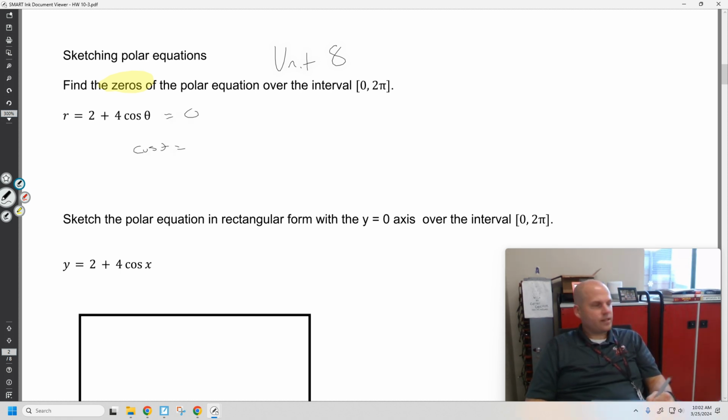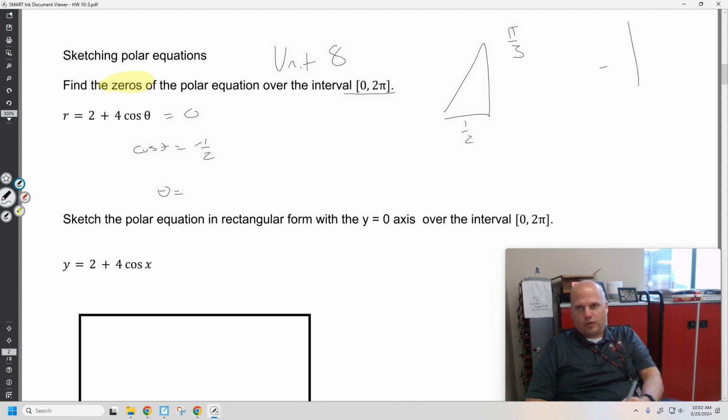Well, subtract 2 divided by 4, cos theta equals negative a half. We're talking about 0 to 2 pi, so we don't want all of them. Cosine's equal to negative a half. We look at our tall 30, 60, 90. When the adjacent is a half, that's going to be at the pi over 3's. The pi over 3's, where cosine is negative, is the second and the third quadrant. We want the angle 2 pi over 3 and the angle 4 pi over 3.